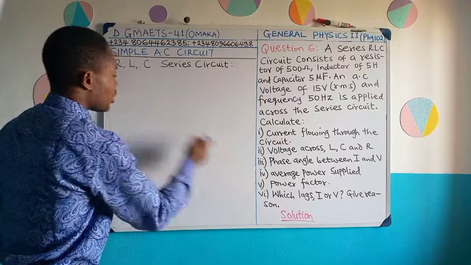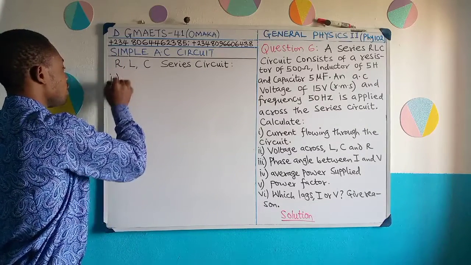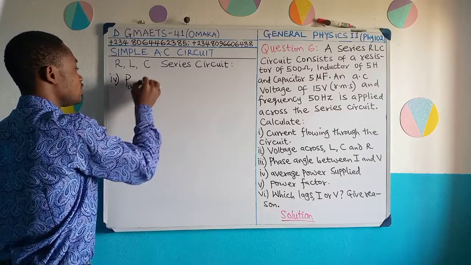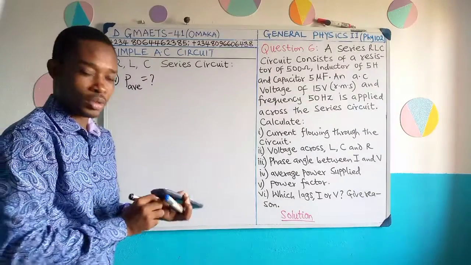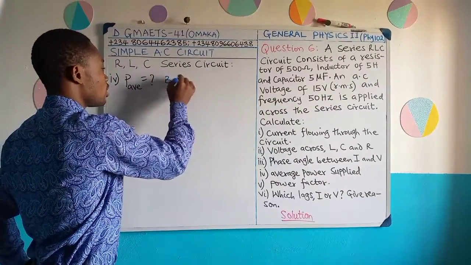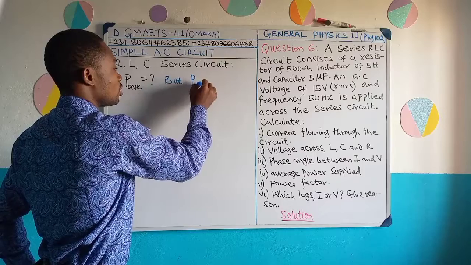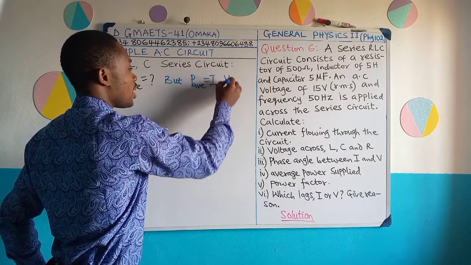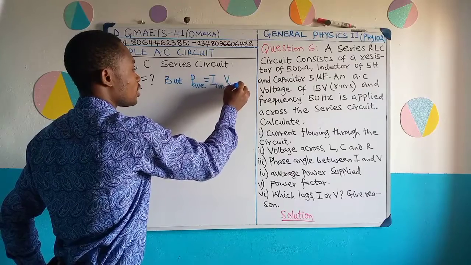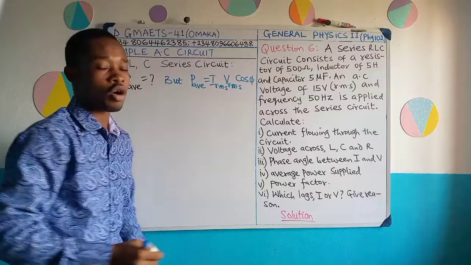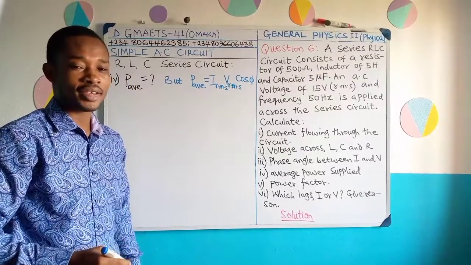We are now at part IV. The same way we find our average power, I will write P average. We know the formula: P average equals current root mean square, multiplied by voltage root mean square, multiplied by the power factor, cos phi.